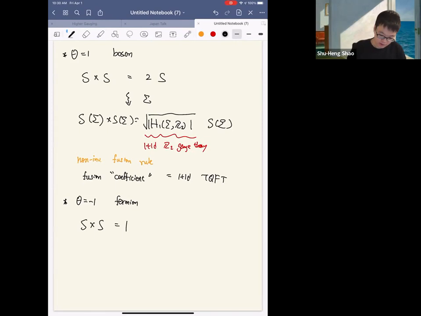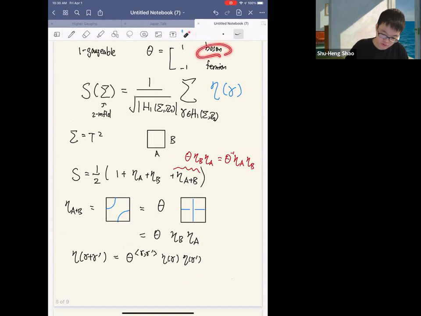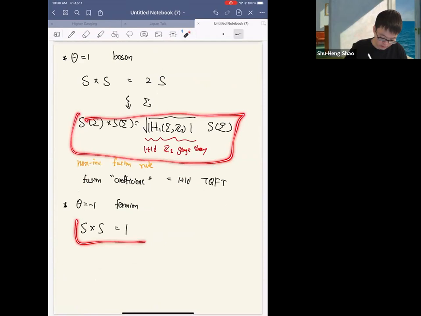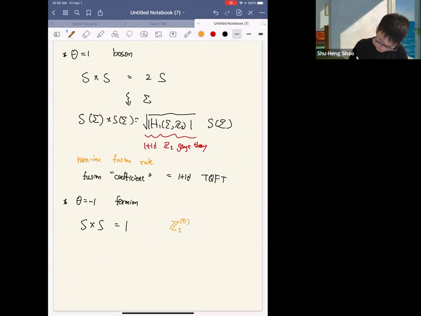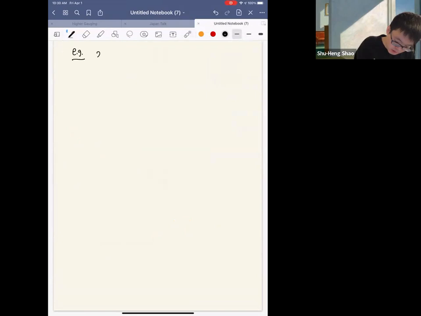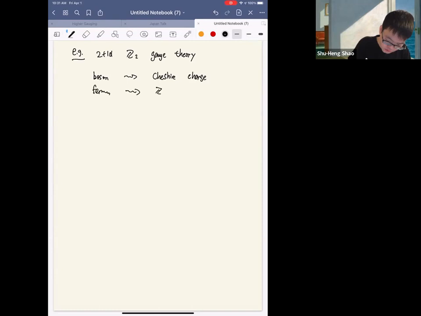So I just demonstrated for you that starting with a gauging of a Z2 one-form symmetry, which can either be a boson or a fermion, you either get a non-invertible fusion rule or you get a Z2 zero-form symmetry. So what are the examples? Let me just mention a few and I'll wrap up this talk. If you consider 2+1D Z2 gauge theory, which is the low energy limit of Kitaev's toric code, it has both the boson and the fermion. The boson leads to the non-invertible fusion rule we talked about, sometimes discussed under the name of the Cheshire charge in the literature. In the case of the fermion, it leads to the Z2 electric-magnetic exchange symmetry in the Z2 gauge theory.